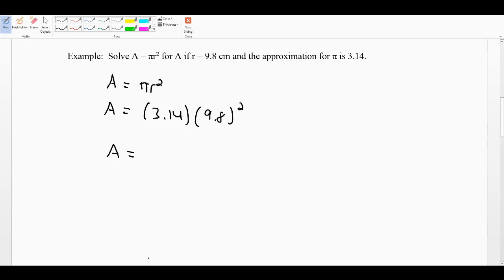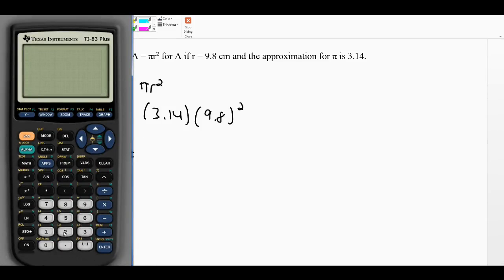So we're going to take out our calculator and just going to type in 3.14. You can use parentheses or use a times symbol, either one. I'm just going to use parentheses, and I have a square key here that I can use. Or I could have typed this in, 3.14 times 9.8 times 9.8. You may be using a scientific calculator and you don't have an exponent key. But either way we get the same result.